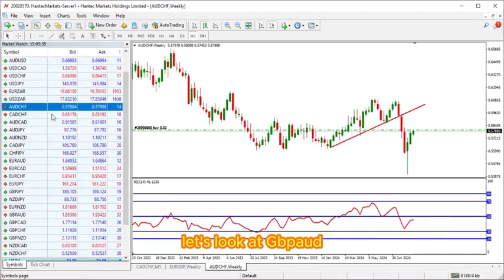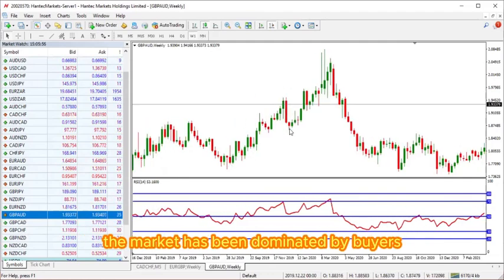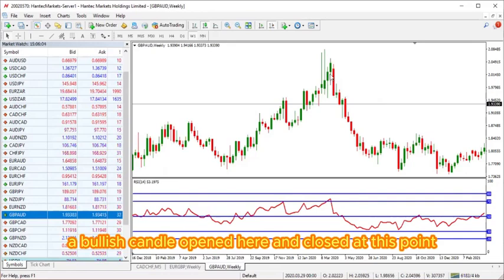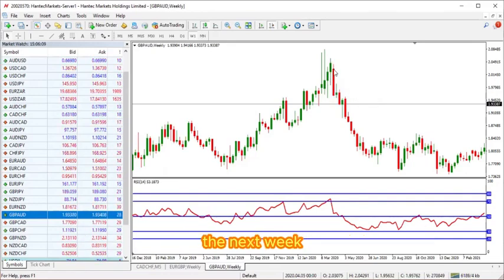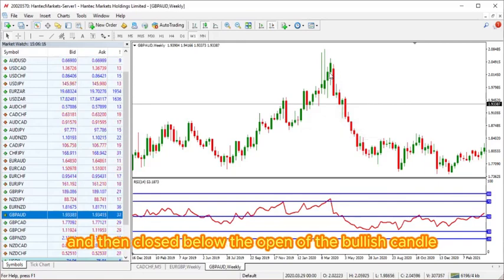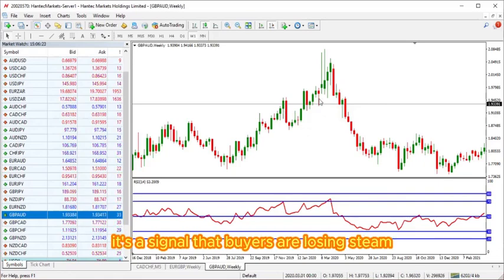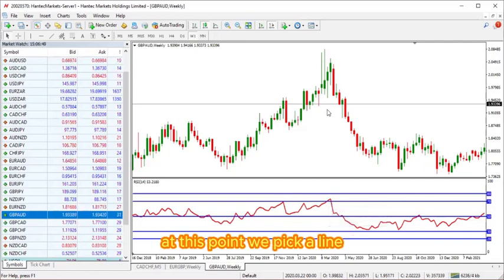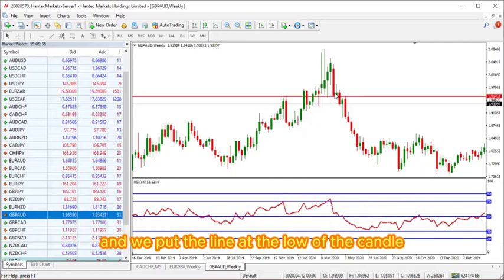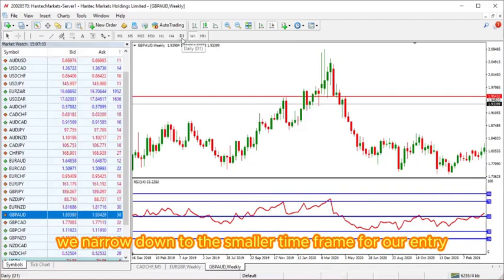Let's look at GBP AUD. This is GBP AUD weekly time frame. From this point, the market has been dominated by buyers. Getting to this level, a bullish candle opened here and closed at this point. The next week, a sell candle opened at the body of the bullish candle and then closed below the open of the bullish candle. This is a signal that this bullish momentum is getting weak. It's a signal that buyers are losing steam. So when we see this, it is an area of value. RSI is showing us overbought. At this point, we pick a line and put it at the low of the candle that makes up the bearish kicker, and after putting that line, we narrow down to the smaller time frame for our entry.